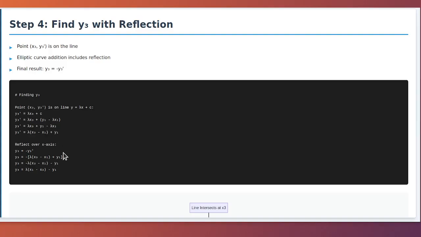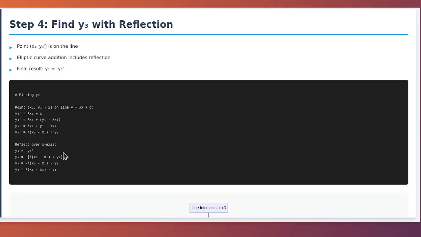Wait, that's not quite right. Let me recalculate. We have y3 prime equals lambda x3 plus c. Substituting for c, that becomes lambda x3 plus the quantity y1 minus lambda x1. Expanding that, it simplifies to lambda x3 plus y1 minus lambda x1. And finally, grouping the lambda terms, we get lambda times the quantity x3 minus x1, plus y1. Actually, I need to be more careful.